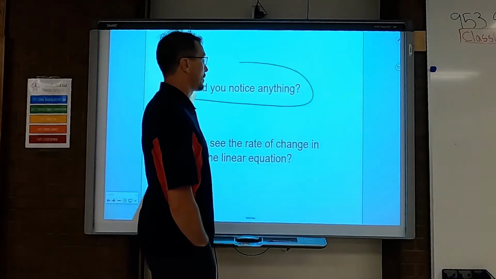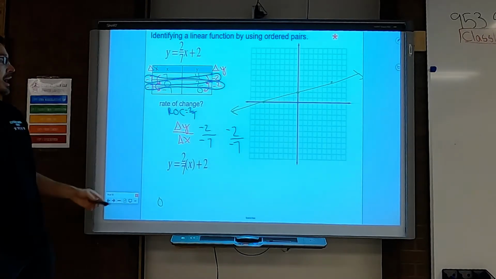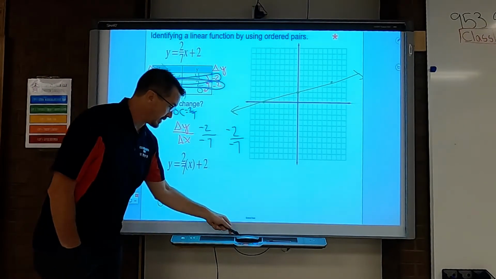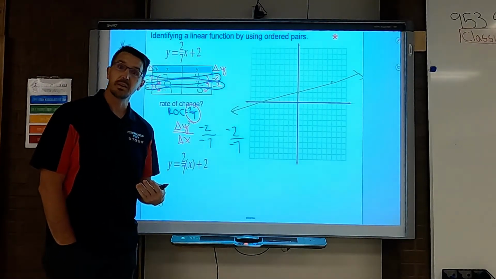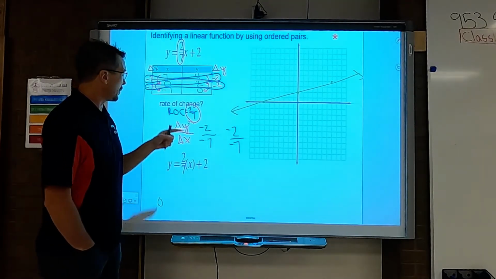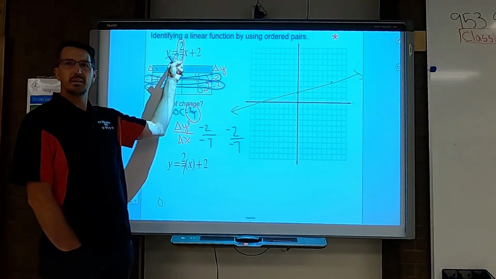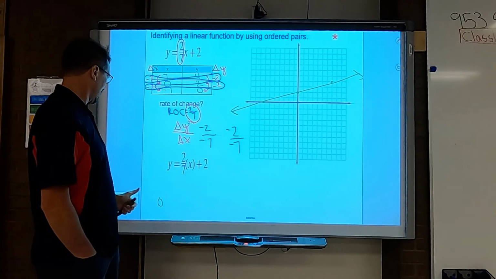So the last thing here is, did you notice anything? I don't know if you noticed anything while you were watching this video, but let's go back and look. I said the rate of change was 2/7. Do you see 2/7 in the equation? You're like, oh, wait a second. The 2/7 is right here. The rate of change was 2/7. Are you saying that the coefficient is the rate of change? Get out of here. Let's go back and check.